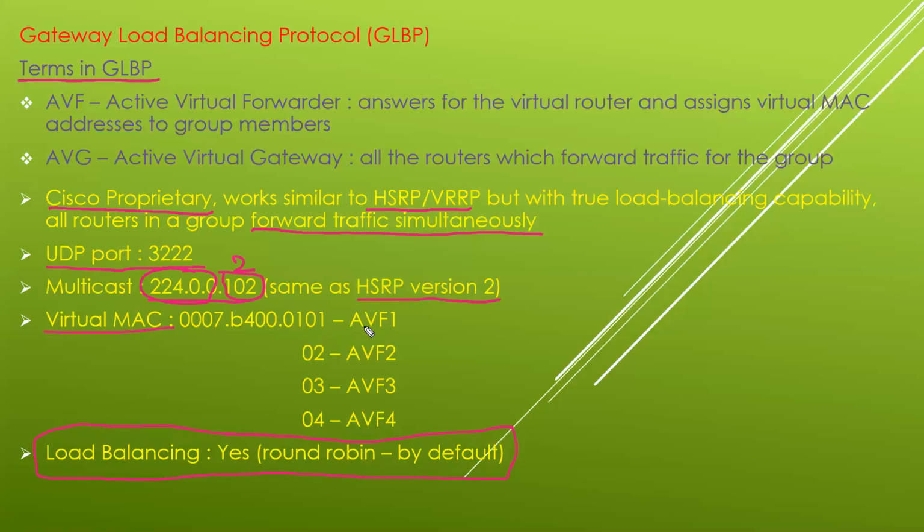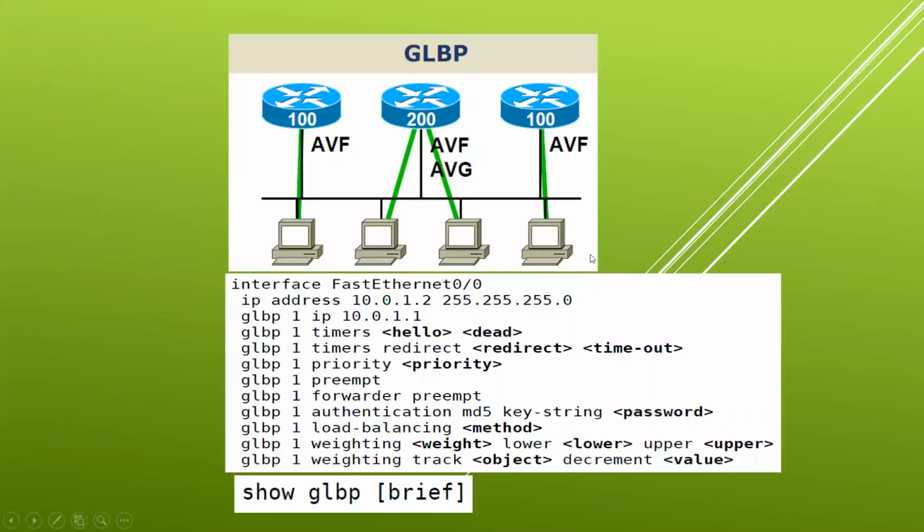These are the four: active virtual forwarder 1, 2, 3 and 4. These are the MAC addresses, and they will look the same. Only the last digit will change: 01, 02, 03, 04, for AVF1, AVF2, AVF3, AVF4. So this is the fact about GLBP. Let's see if I have more slides here. Yep, so here the GLBP.